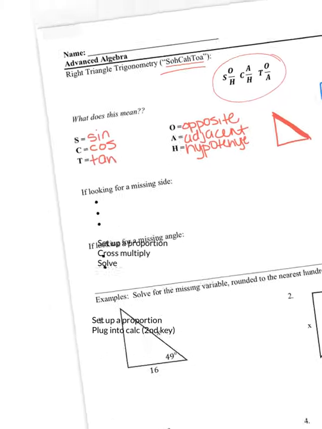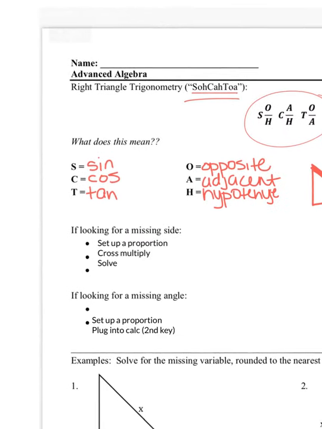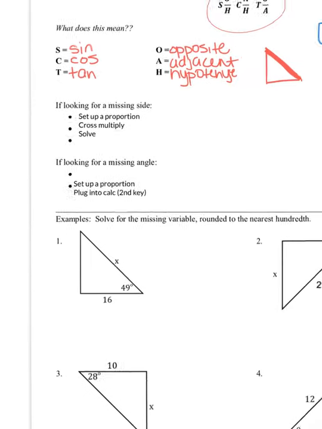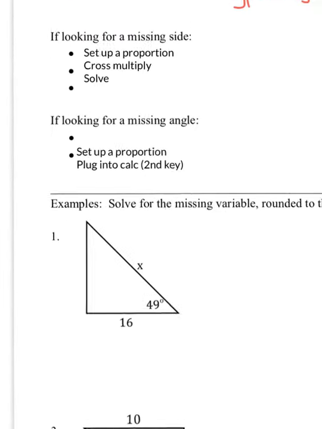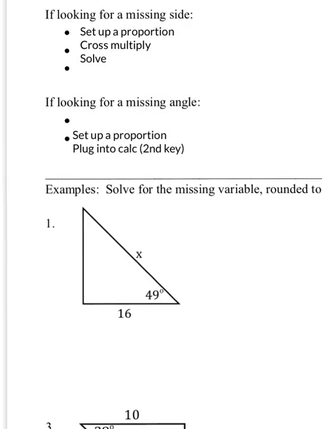So let's take a look at some examples down here. Number 1, solve for the missing variable, round to the nearest hundredth. So all of these, we're just going to round to 2 decimals. Make sure you're careful. You check your worksheet tomorrow, that way you read those directions in case I ask you to round somewhere else, that you're not just rounding to the nearest hundredth because that's what we did in the video. Okay, so for number 1, x, I'm looking for a side.